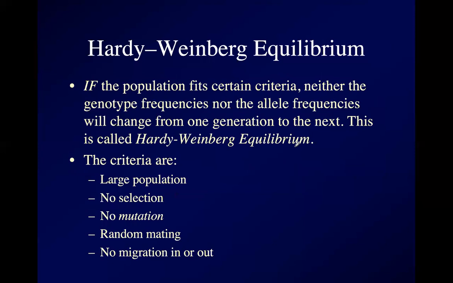And that will be true if our population fits certain criteria. And if those criteria are met, the genotype frequencies and the allele frequencies will stay constant from one generation to the next. There won't be any change in allele frequencies or in the frequencies of genotypes. And this situation is called being in Hardy-Weinberg equilibrium, because a German guy named Wilhelm Weinberg came up with the same idea at about the same time, and two people tend to share the credit. We usually call this Hardy-Weinberg equilibrium.